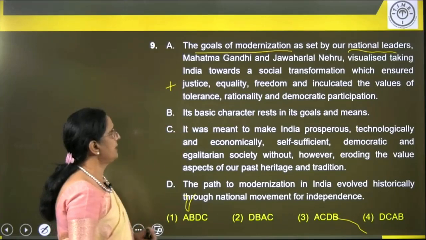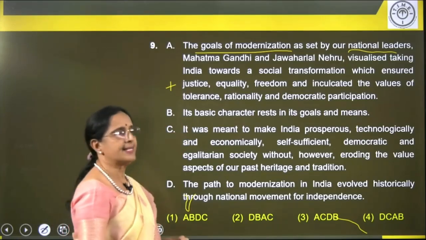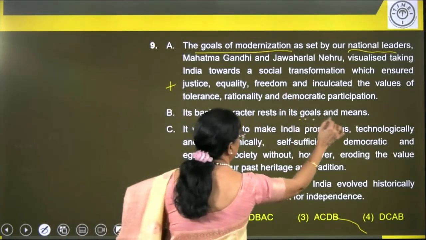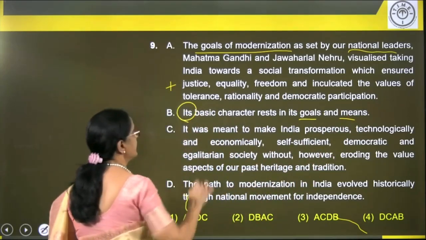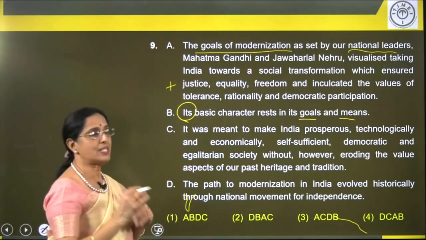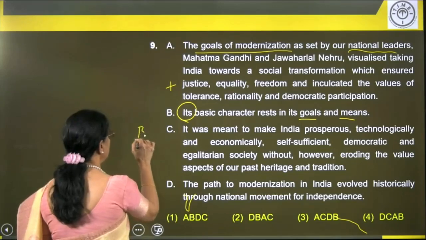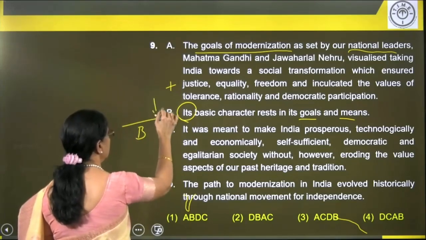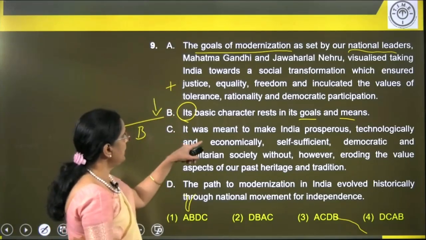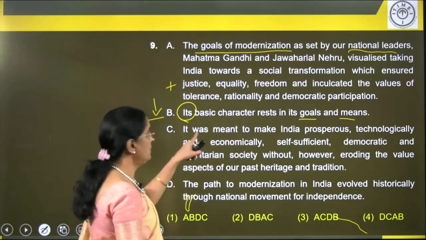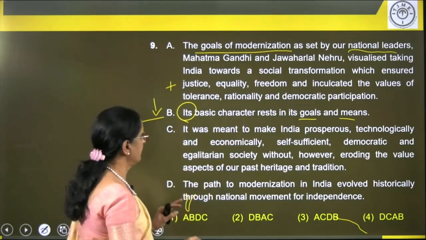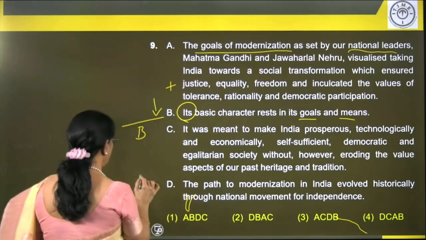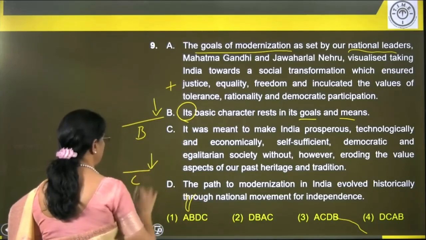Its basic character rests in its goals and means. Fine, it's about goals and means. Its basic character. What is "its" here? So B should be preceded by a noun. Agree? Alright. It was meant to make India prosperous. It was meant, not particularly something. Right? But C also should be preceded by a statement.